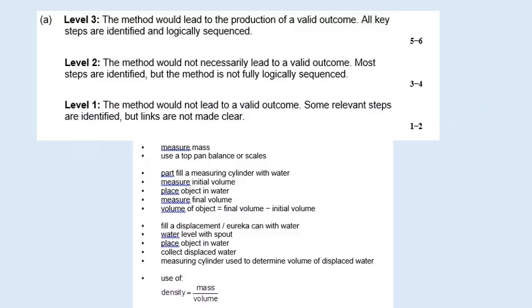So here's the official mark scheme for that question, and you'll notice that it's in 3 levels, and for level 3 we need to have the method leading to a valid outcome with all key steps identified and logically sequenced. In other words, it all needs to make sense. You need to describe exactly what you're going to do.